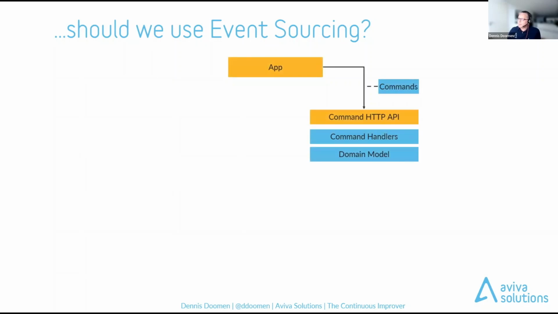We have an app that sends commands. The commands are processed by the Command API. It's of course HTTP based because that's what we do these days. I don't even want to use the term REST because it's so overloaded. You can have completely religious debates about that. Don't want to do that. Command handlers. What happens then?